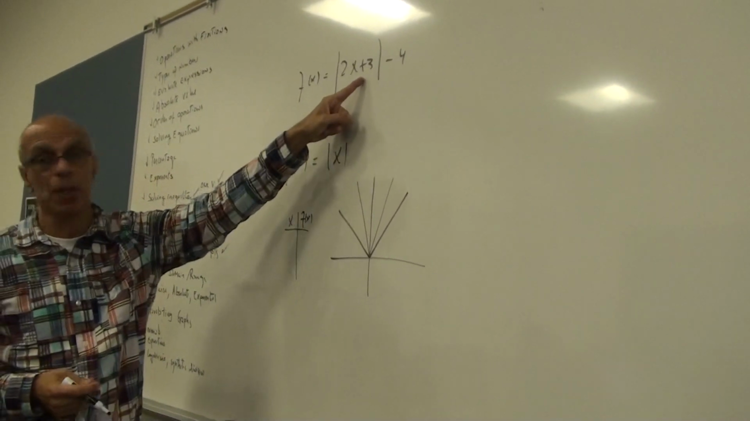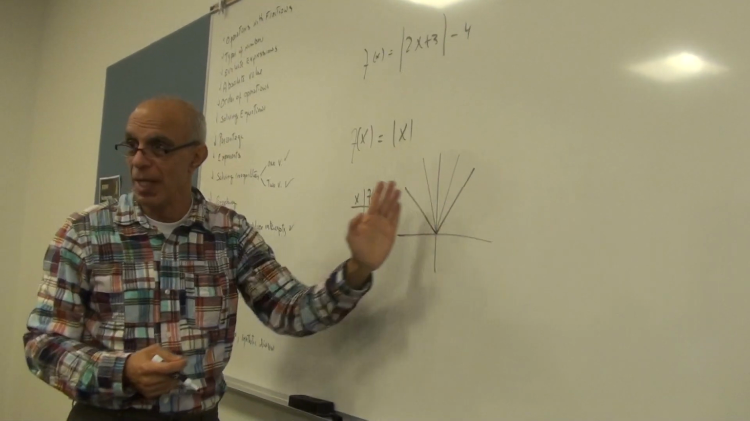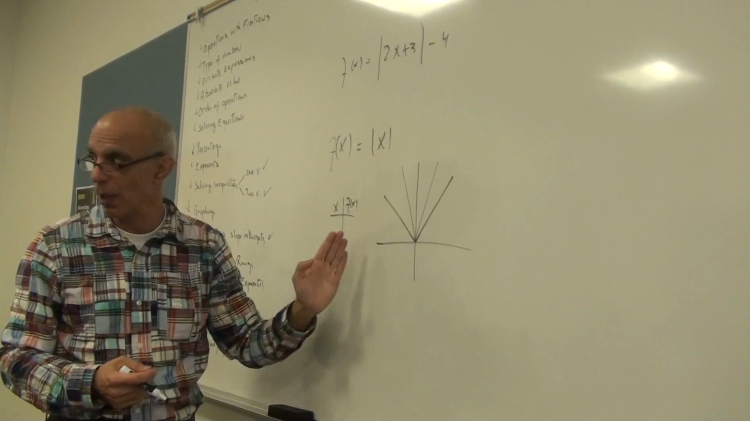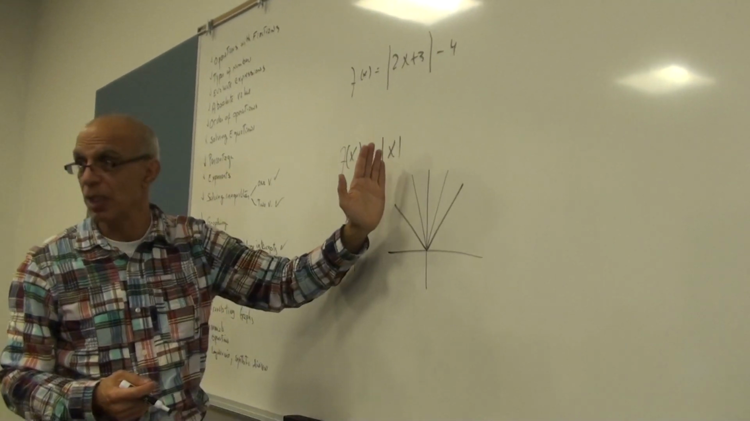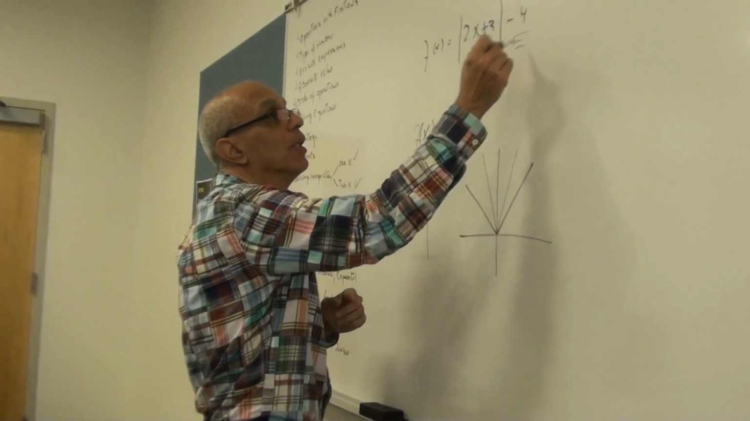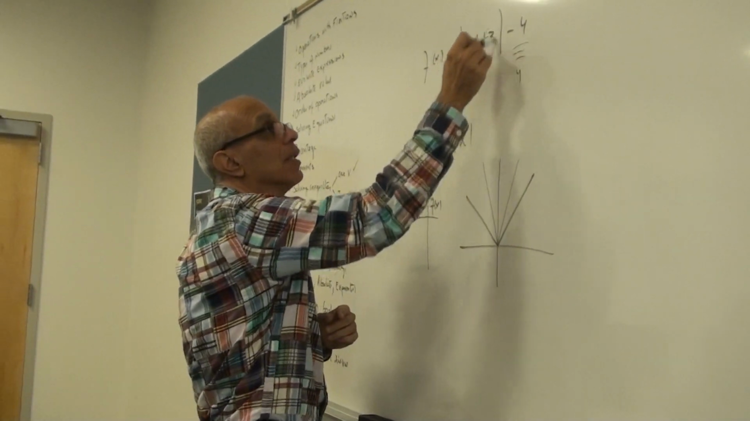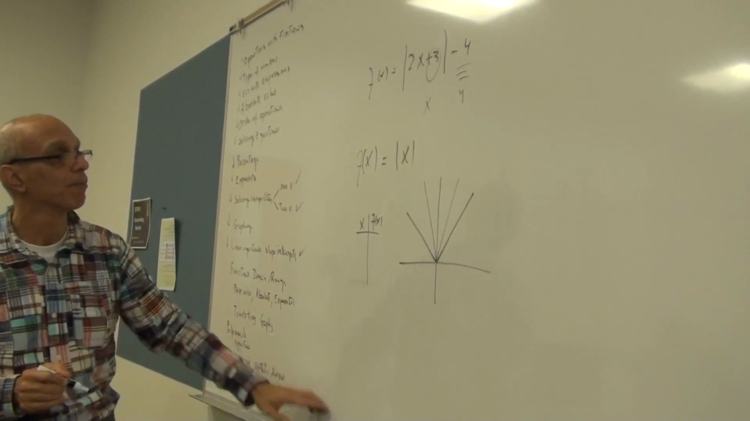Then I have here plus 3, so that's going to represent a shift on the x-axis, either to the right or to the left. And then I have a negative 4, that means a shift down on the y-axis. So here, the shift is in the y-axis. This here represents a shift in the x-axis. All right?